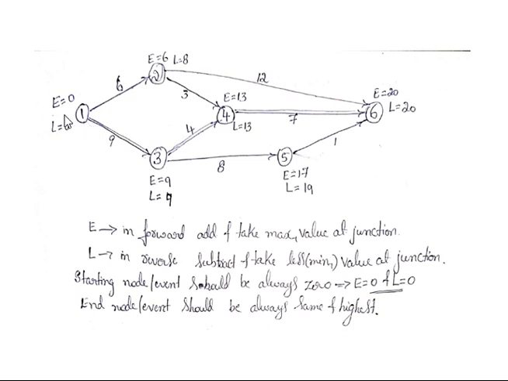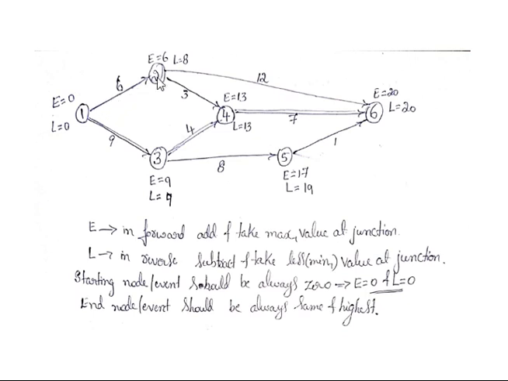How to calculate E and L? First, we calculate E for each circle or node from left to right. After that, we calculate the L values from right to left. So first, node 1. The E means the starting, so we simply put the starting value, which will always be 0. Any project or activity always has a starting time of 0, so E becomes 0.